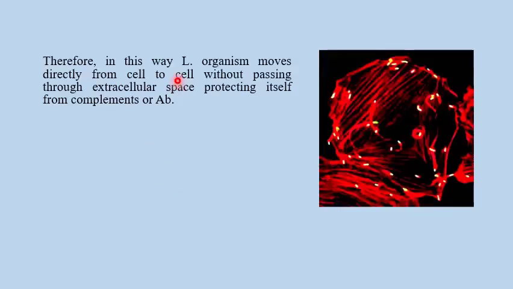Therefore, in this way, the Listeria organism moves directly from cell to cell without passing through the extracellular space, protecting itself from complement or antibodies. So it protects itself from the immune system. It can also protect itself from treatment by antibiotics.